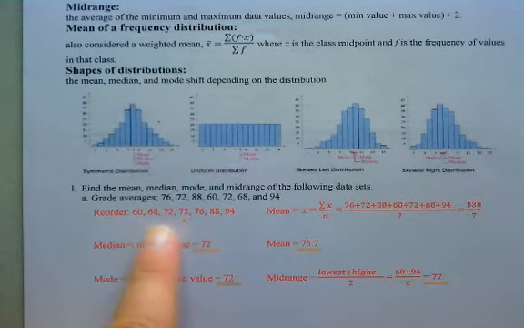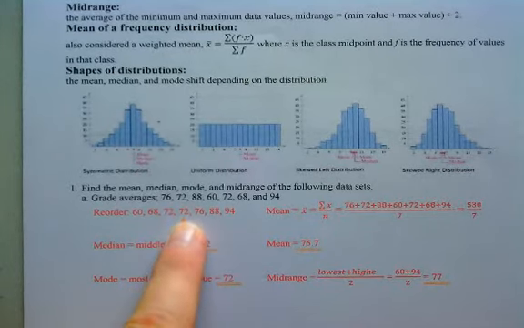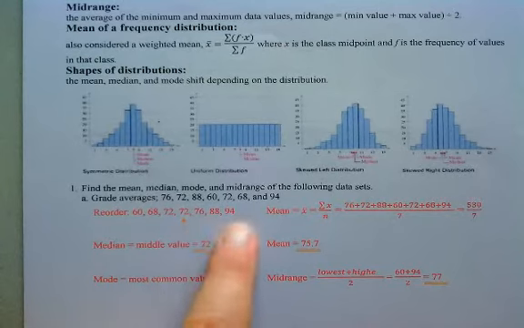Here I've reordered them from the smallest to the largest, so 60, 68, 72, 72, 76, 88, 94. And then, since there are 7 of them, the middle one will be my median. In this case, it's the 72. Now, you might say, well, wait a minute, there's another 72 right there, and that's okay. This is still the middle value, and there are 3 on this side, and there are 3 on that side, so that's what makes that 72 the median. And then, since there are 2 72s, and nobody else is more than once, the mode is 72.